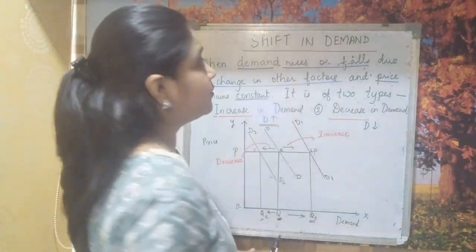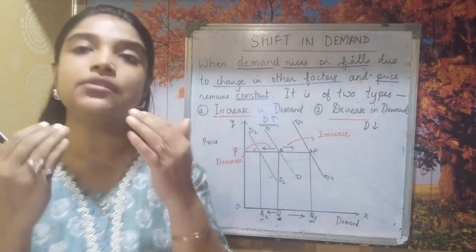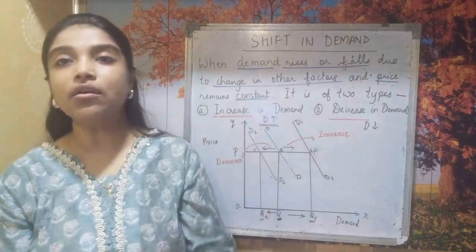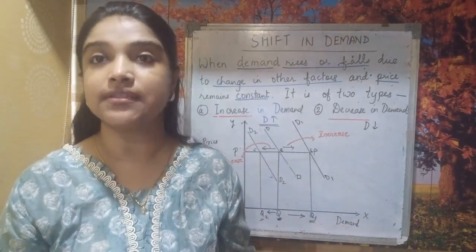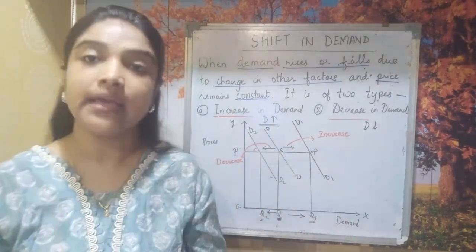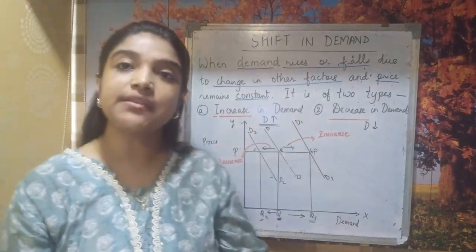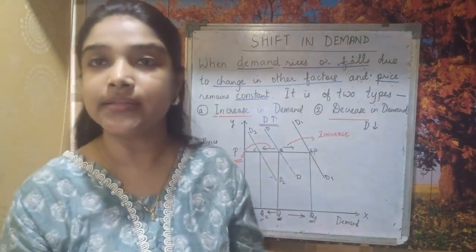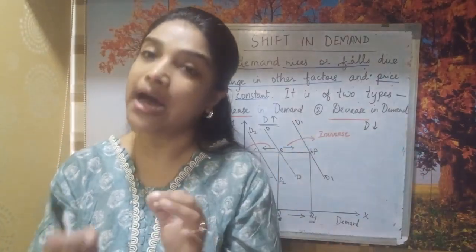As you can see on the board, shift in demand curve. Now what is shift in demand curve? It is just the opposite of movement along the demand curve. In movement along the demand curve, we saw that demand changes because price changes, other factors remaining constant. Here it is just the opposite. Here the demand changes because other factors change and price remains constant. There is no change in the price element. There is only change in other factors.